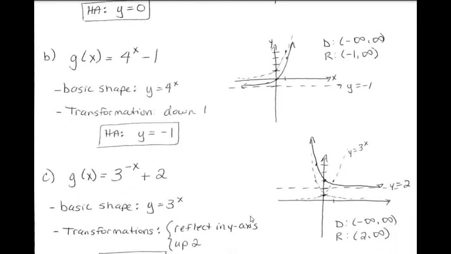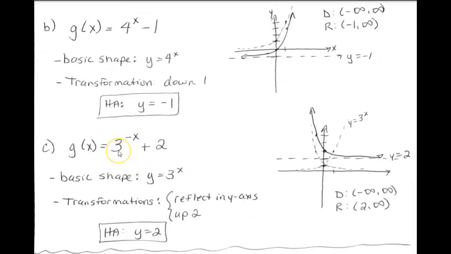This example has a reflection involved, and it also has a vertical shift. So there's two transformations here. So g of x equals 3 to the power negative x, plus 2. So my basic shape that I will start with will be 3 to the x. There's a transformation. There's a negative multiplied in front of x inside the exponent, so that's going to cause a reflection in the y-axis. And then the plus 2 behind it is going to shift it up 2. So because there's a vertical shift and we move up 2, my horizontal asymptote is going to end up at y equals 2.